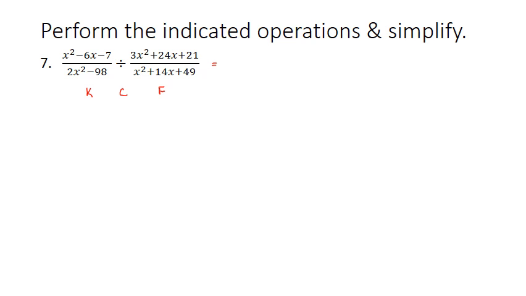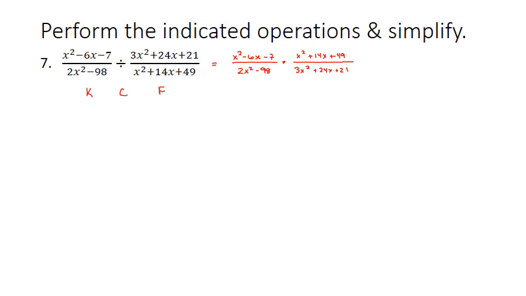So the first thing I'm going to do, before factoring, is rewrite this problem. The K stands for keep. That means you do not have to touch the first fraction. Leave it exactly as it looks. You are allowed to change the division to multiplication, but to do that, you have to now flip over the second fraction and make it x squared plus 14x plus 49 over 3x squared plus 24x plus 21. That's the only thing. Everything else is now going to work the same as it did the last two problems. Factor all of this and then simplify by canceling off your like terms.